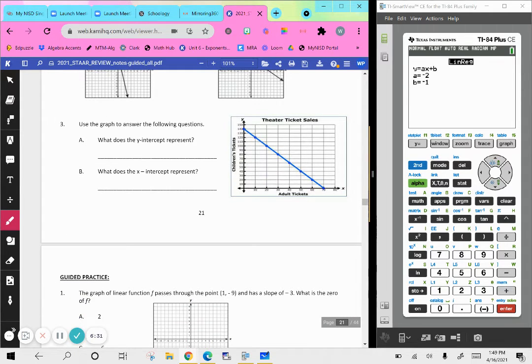This one is a good question I want to look at. It says use the graph to answer the following questions. What does the y-intercept represent? So the y-intercept is right here at 140. So that's 140 children's tickets sold. But that means that when there's 140 children's tickets sold, there were no adult tickets sold. So 140 kids, 0 adults. And then the x-intercept would be 70 adult tickets, but there would be 0 kids. Okay.